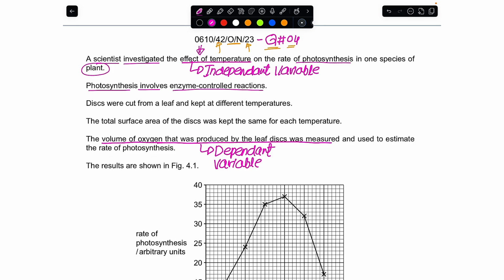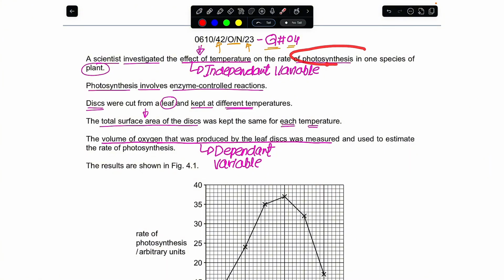So this is a hint here that some elaboration is going to come in the question in terms of enzymes. Further, they say we have got the leaves, and from the leaves we are cutting discs out of them, and keeping them at different temperatures. For the surface area of the discs to be kept constant, because this would act as a standard variable. So this surface area of the leaf was kept constant for each of the temperature changes that they were bringing about.